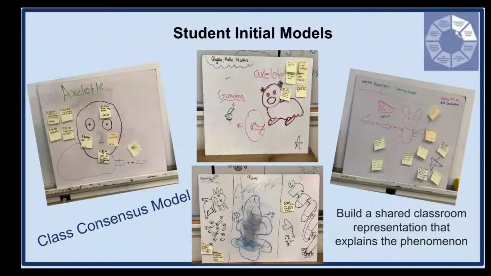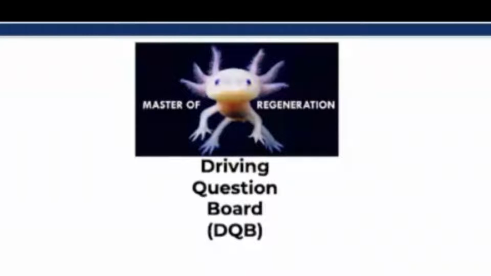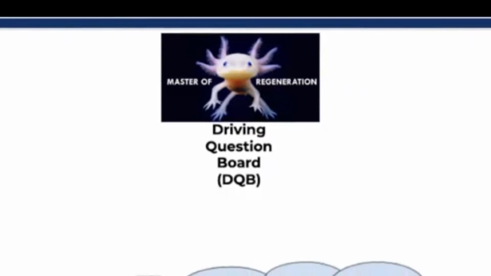From here, we can construct a class consensus model. There are many items that the students agree on and that can be incorporated into a single model. The arrows showing something is happening, the limbs without digits to where they grow back. The Post-its are questions the students generated about the phenomenon while they were collaborating on their models. These questions will help drive the learning experiences, and we will put them on a public classroom document called a driving question board. This is a digital version.